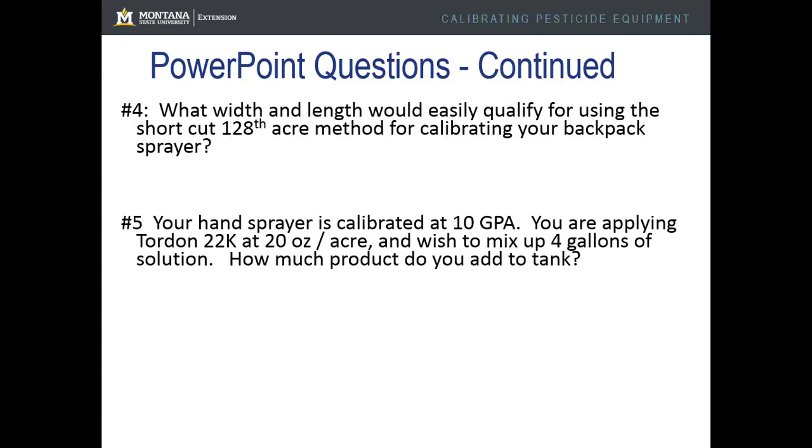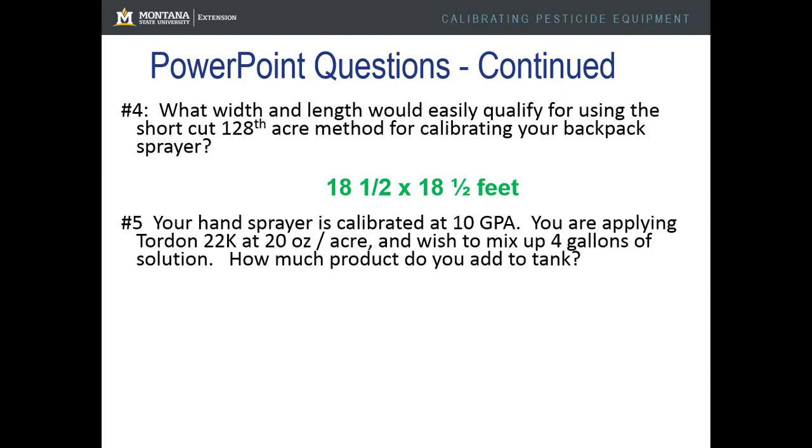Question 4. What width and length would easily qualify for using the shortcut 128th an acre method for calibrating your backpack sprayer? Answer: 18.5 by 18.5 feet. Question 5. Your hand sprayer is calibrated at 10 gallons per acre. You are applying Tordon at 20 ounces per acre and wish to mix up 4 gallons of solution. How much product do you need?